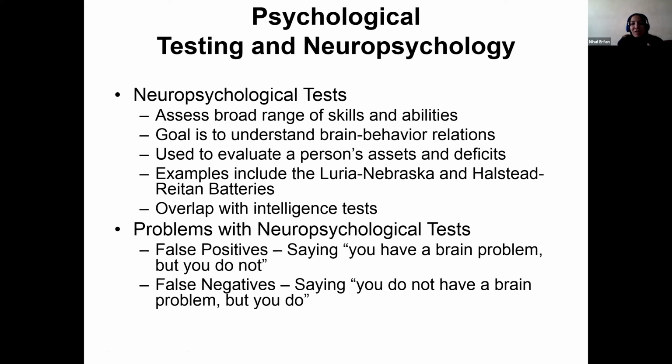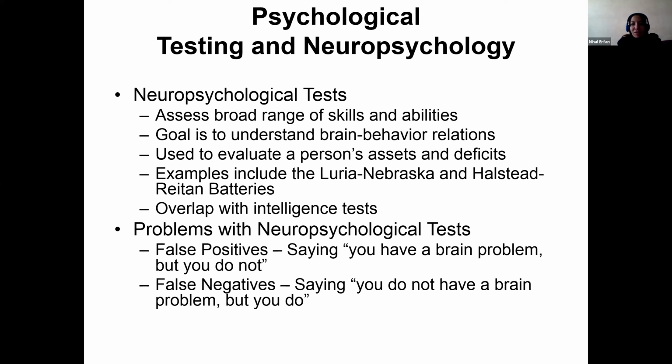They look at people's assets and deficits, and some of the batteries they use include the Luria-Nebraska and the Halstead-Reitan batteries. These are specific batteries used by neuropsychologists. There's an overlap with intelligence tests, because part of neuropsychological testing is an IQ assessment. So within the range of neuropsych, they also do these IQ tests.